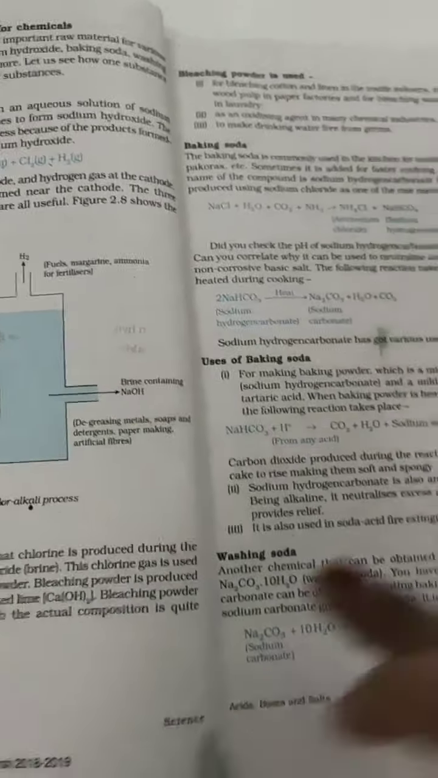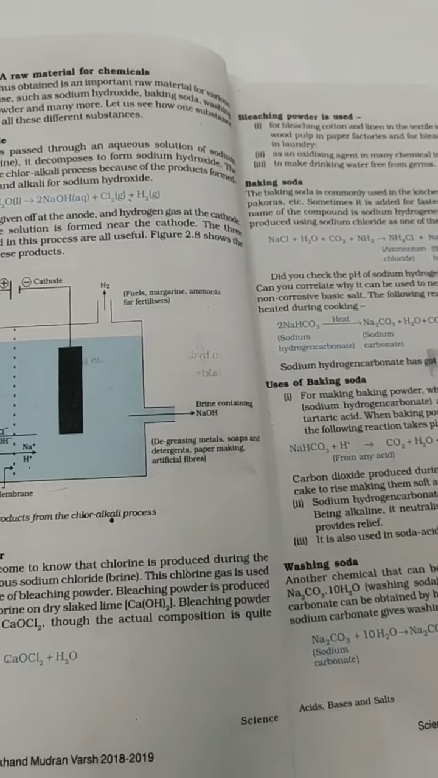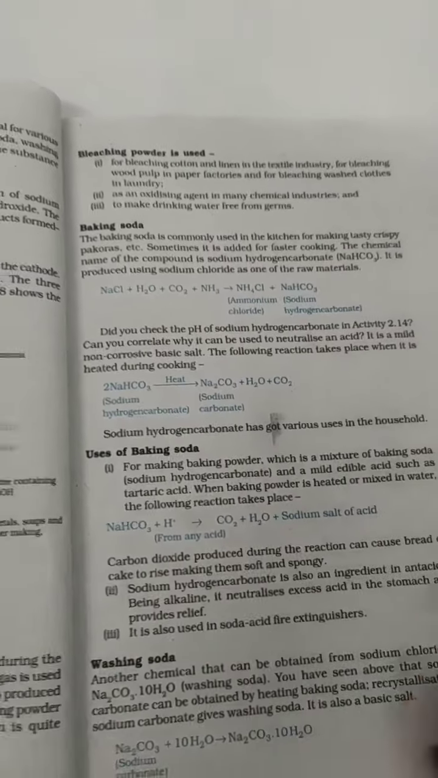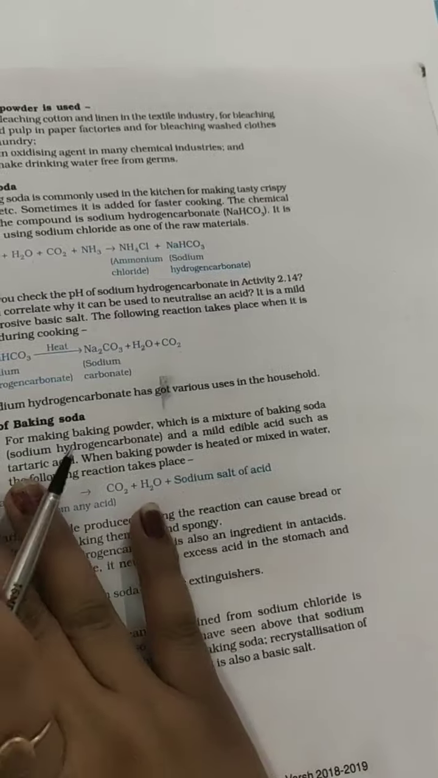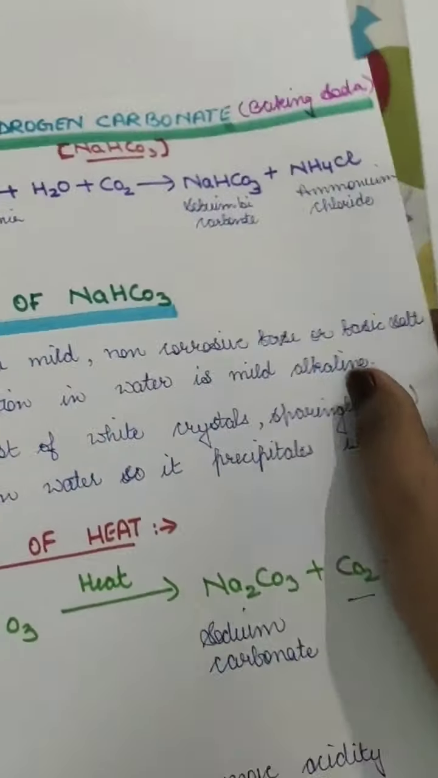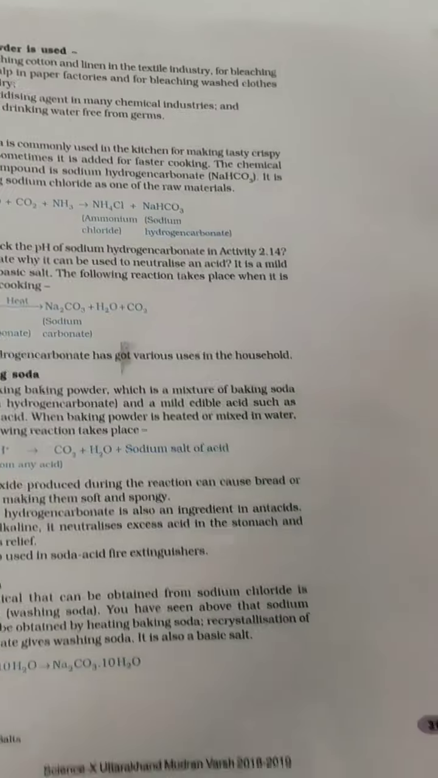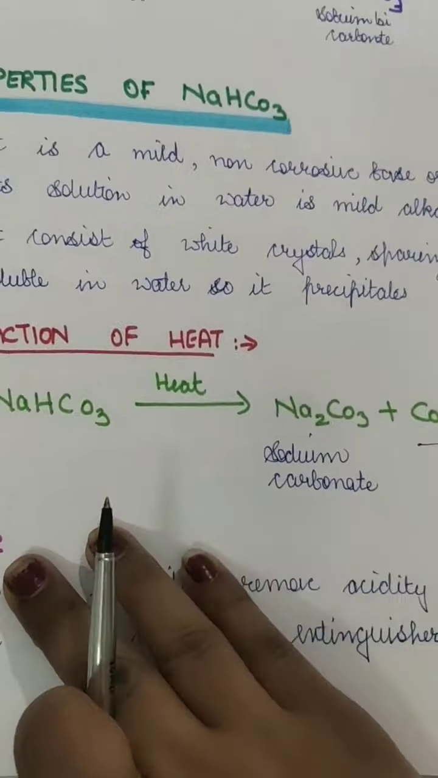Now next, you have bleaching powder, which I will take up in the next lecture. So first we're going to do baking soda, which is also called sodium hydrogen carbonate. Here I will also be telling you with the help of the book and with the notes.